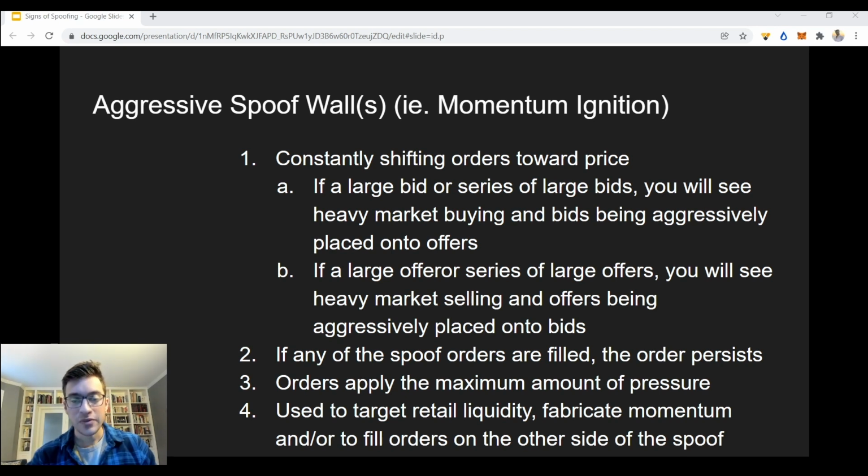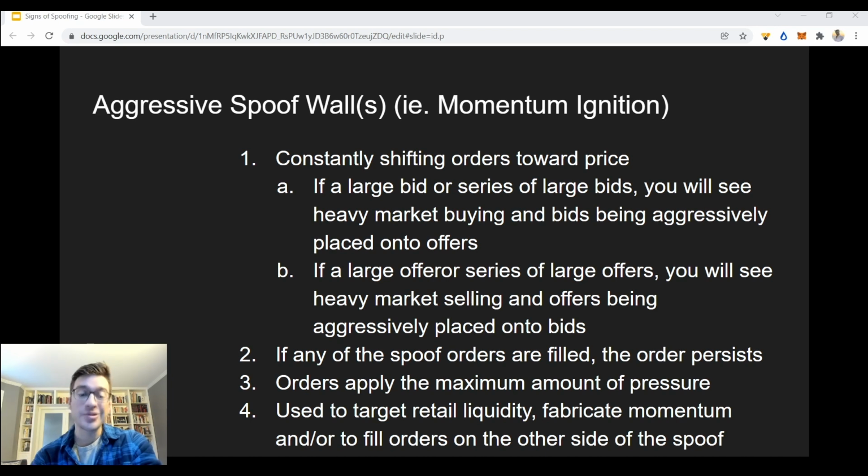tank. Same with sellers. If a large volume trader puts on a bunch of offers, you're going to see heavy market selling, offers being placed into bids to depress price. Now, if any of these spoof orders are filled, how this aggression is different than the passive spoof orders, if these spoof orders are filled, the order just persists. The order just continues to clamp down price.